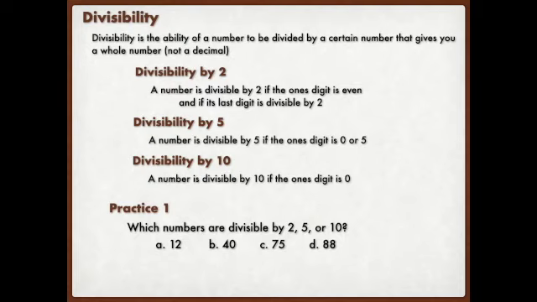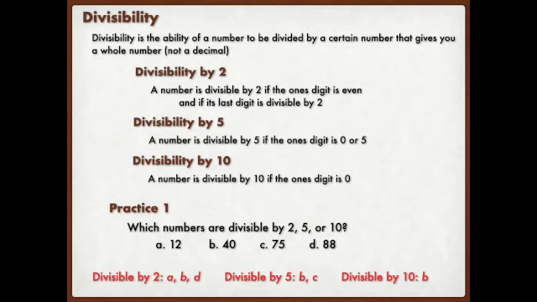Let's try the last number, 10. Can 10 go into 12? No, the last digit is not a 0. Can 10 go into B, 40? Yes, the last digit is a 0. And then we look at C and D. Those are not zeros, so 10 can only go into letter B.